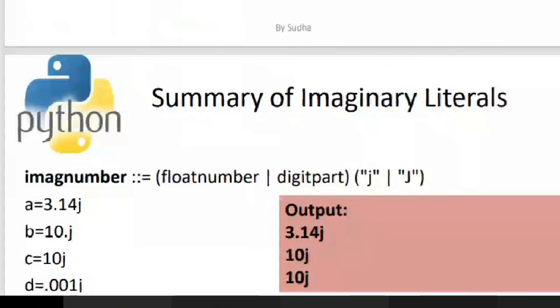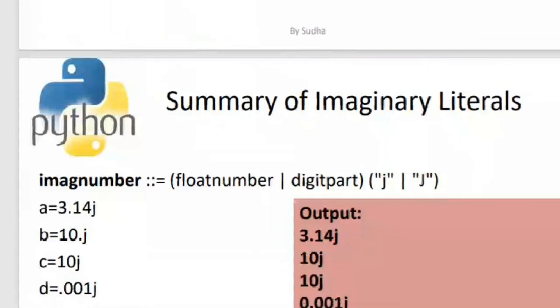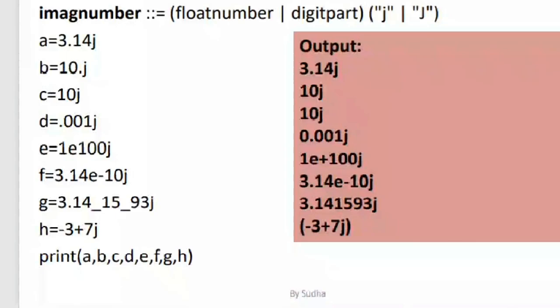Next is the summary of imaginary literals. You have imaginary or complex numbers that I talked about. You have to give j, lowercase j or uppercase J. You cannot give any other character than j. So you can just give j.